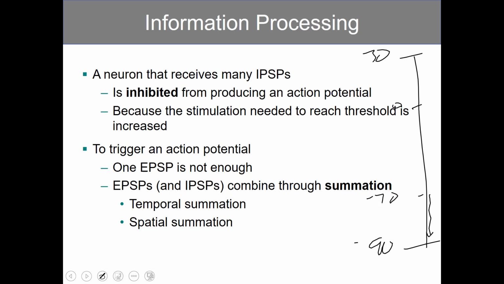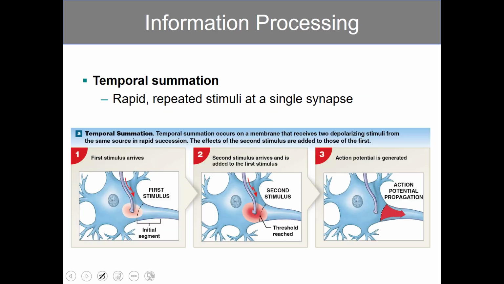In order to trigger an action potential, one EPSP, an excitatory postsynaptic potential, is not enough. EPSPs, and for that matter IPSPs, combine through a process called summation. In the word you see the word sum, because all we're doing is adding up the individual effects. We can consider summation at two levels, temporal and spatial.